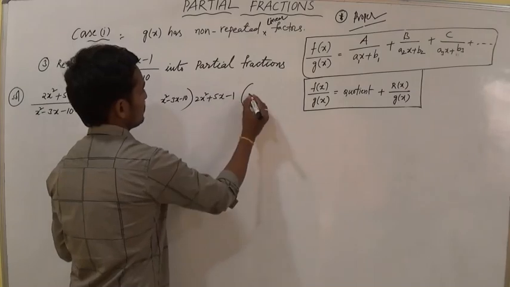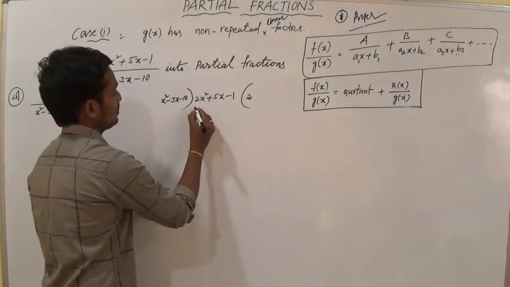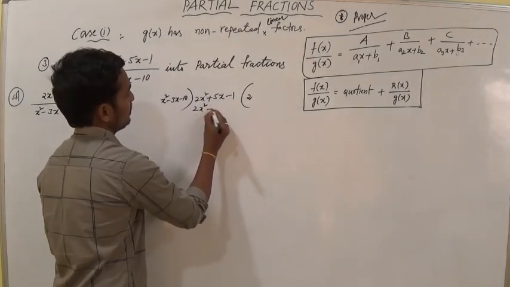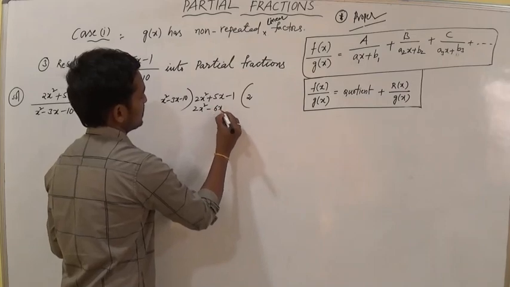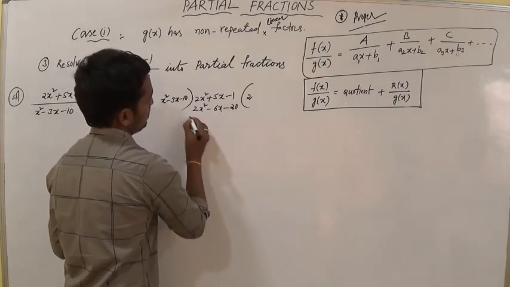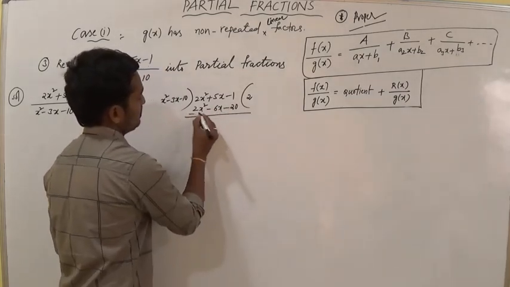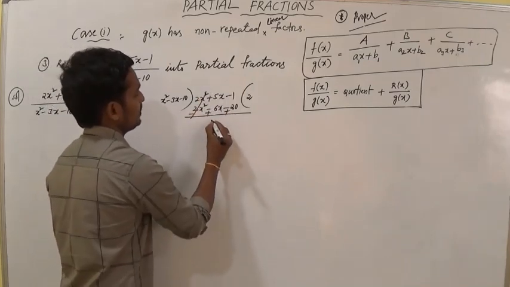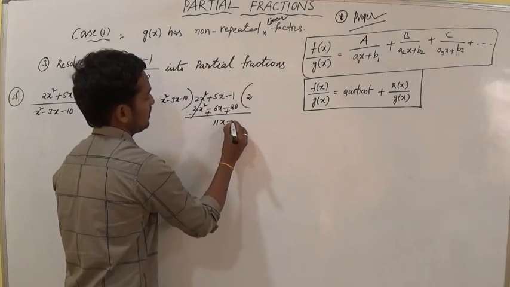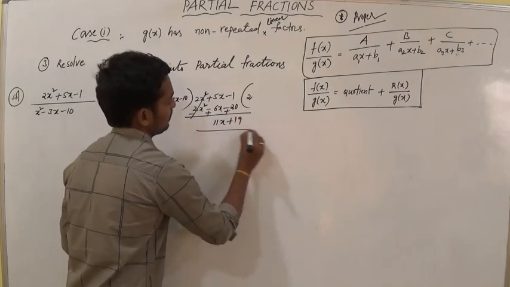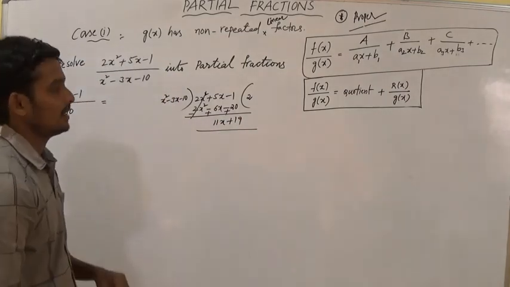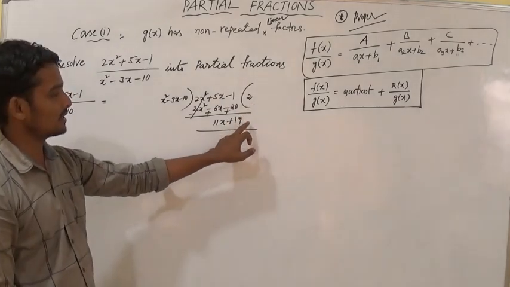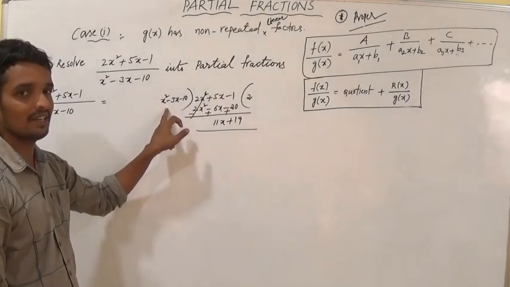So here x square means 2 times. 2 times gives 2x square minus 6x minus 20. This is minus, plus, plus. These two are cancelled. What are we getting? 11x plus 19. This is the quotient, this is the remainder, this is the divisor.